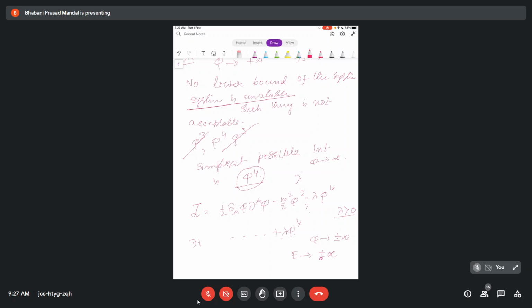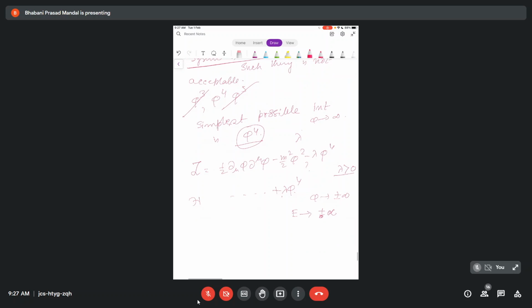Lambda greater than 0 and phi to the power 4 will be positive. So for the excited state energy, I can have anything. So these are excited states, and there is no need for an upper bound.